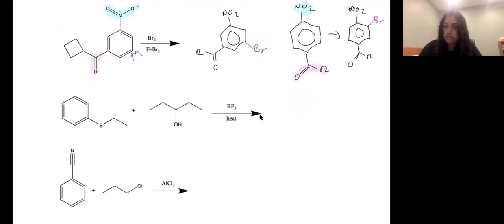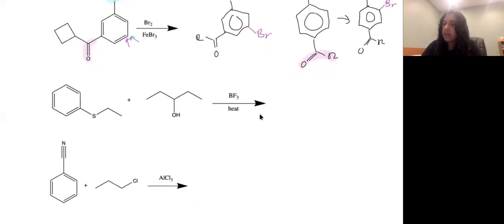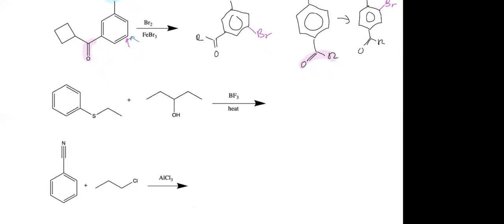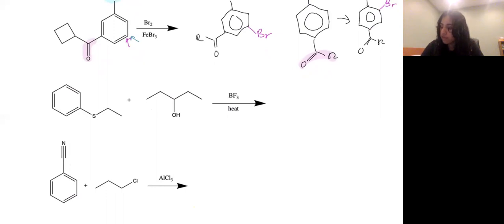Okay, so now the next one. Yeah, the stronger director is more to the left. So for this reaction, we have an alcohol and BF3 overheat. So what reaction is that? Alkylation? Yeah, it's alkylation. And then remember, if you have an alcohol and BF3, you just chop off the alcohol and put a carbocation on there. Once you have a carbocation, you just slap it onto the benzene.